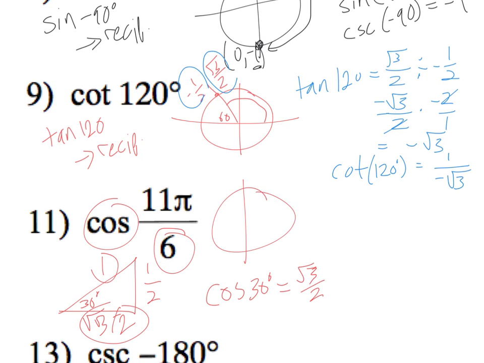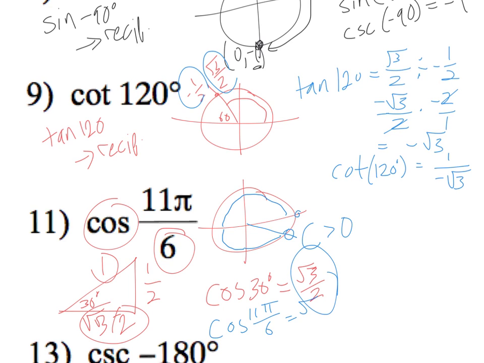And then if I take a look at where this is, so we start at 0, there's 6 pi over 6, otherwise known as pi, 9 pi over 6, and 12 would be back at the beginning, so that's 2 pi. So we're somewhere over here. Cosine is positive at this point. So root 3 over 2 is also the value of cosine of 11 pi over 6.